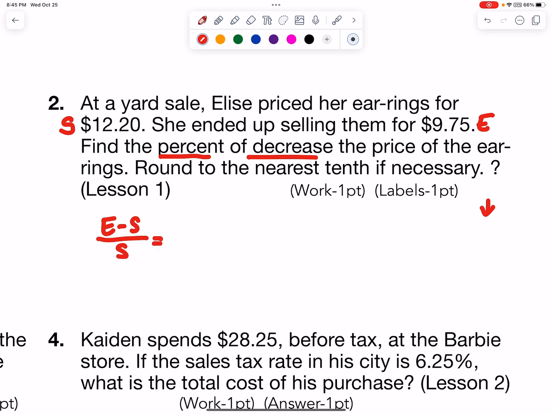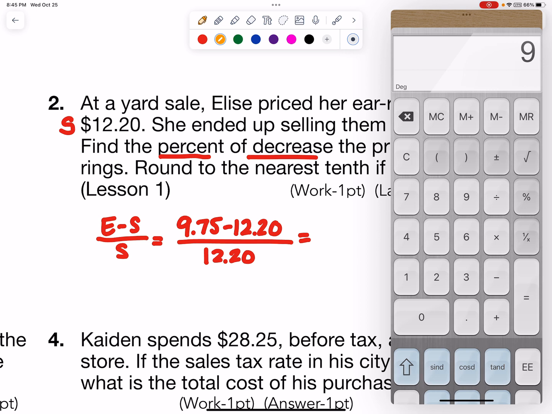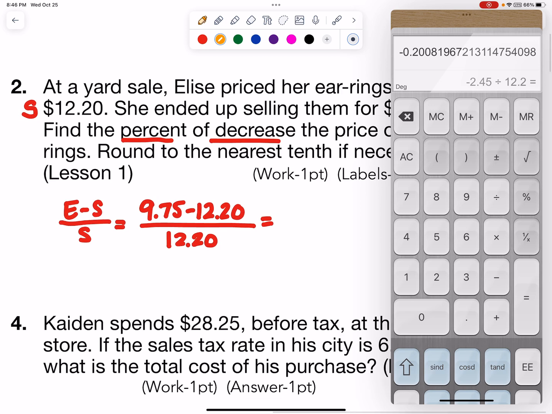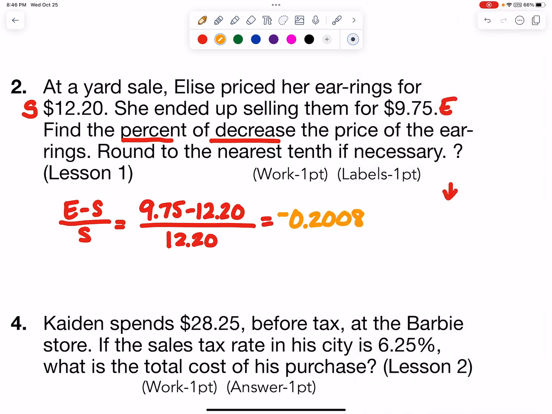Go ahead and substitute those variables. So we have 9.75 minus 12.20 over the start. I'm double checking. Yep, it's 12.20 equals. Then I'm going to do this on a calculator, being really careful to look at what I'm typing. Equals, and it is a negative because we're decreasing, divided by 12.20. And there we go with our decimal, which is negative 0.2008. That'll be good enough.